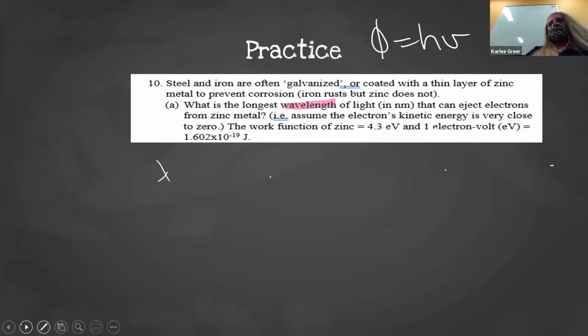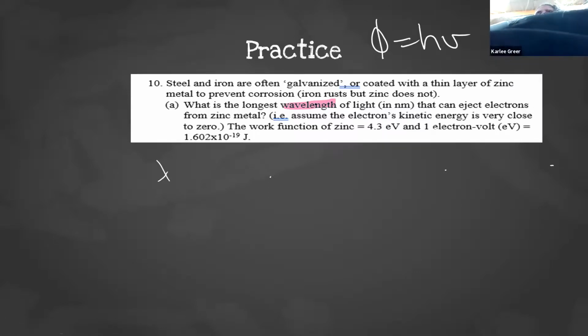So then we have a little practice problem here, let me go ahead and get this set up. Okay, so they tell us we're looking for the wavelength. They give us the work function here, and then they give us a conversion factor from electron volts to joules, which we always want to be in joules when we're talking about energy because that's going to be our SI unit.